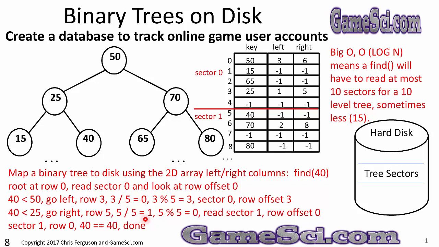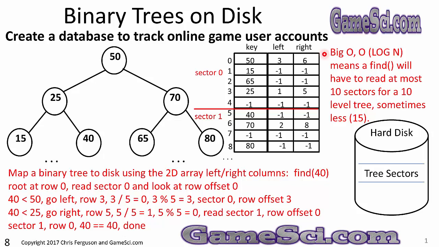5 divided by 5 equals 1. That means the right child is in sector 1. 5 modulus 5 is a 0. So we're going to read sector 1, and at row offset 0 of that sector, we are going to look for our data. So there's sector 1 right there. There's row offset 0. It contains a 40. In sector 1, row 0, 40, what we're looking for, matches 40. What's in that row? We are done with our search.